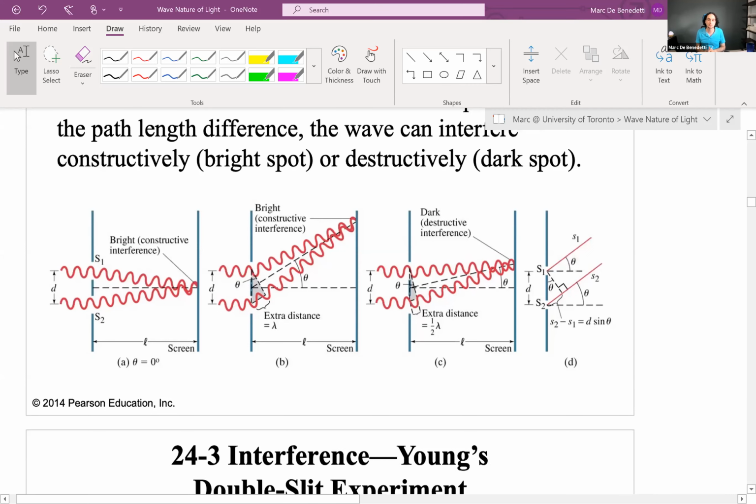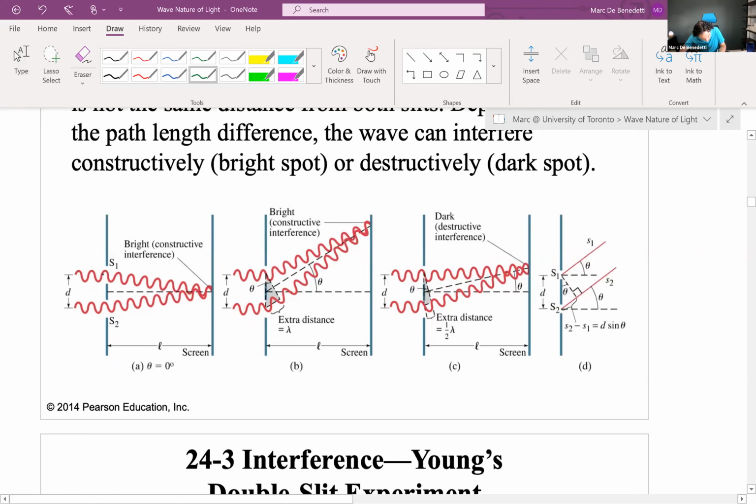So let's see what's going on here. You have a light wave that's coming in from the top slit, and then you have a light wave that's coming in from the bottom slit.